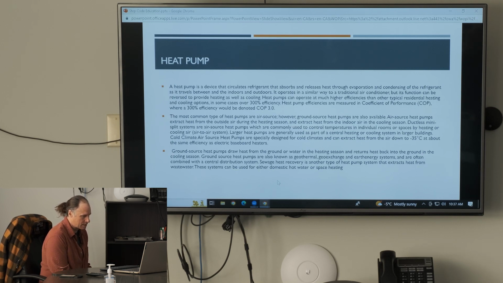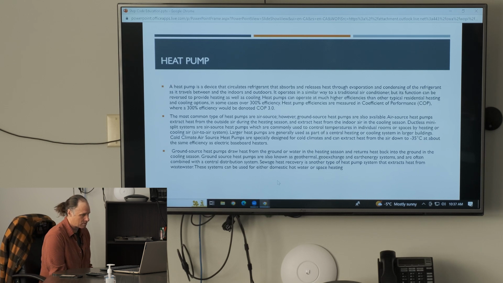Larger heat pumps are generally used as part of a central heating or cooling system in larger buildings. Cold climate air source heat pumps are specifically designed for cold climates and can extract heat from the air down to minus 35 at about the same efficiency as electric baseboard heaters. Ground source heat pumps draw heat from the ground or water in the heating season and return heat back into the ground in the cooling season.